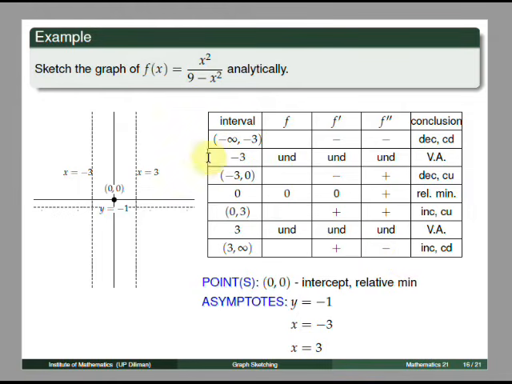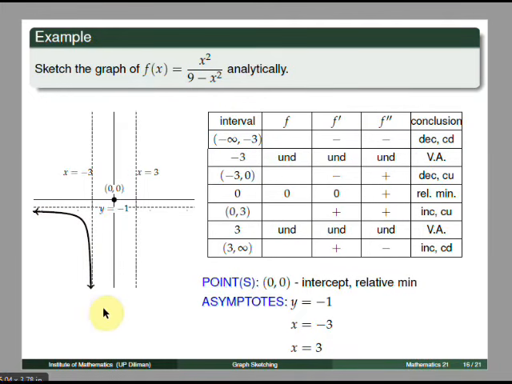For the interval from negative infinity to negative 3, it is decreasing concave down. So on the left of x equals negative 3, we should be decreasing and concave down. How is it? Can you think about that? It should be going down from the left, but it should be concave down. And since we have asymptotes, it should get closer and closer to x equals negative 3 and y equals negative 1. The only possible graph is this one.